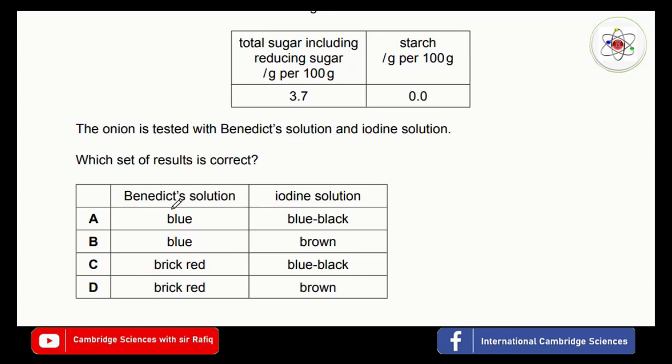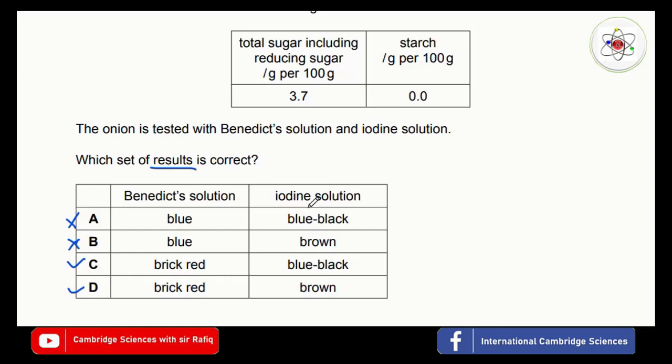We can see that Benedict's solution is blue in color in the starting, and we are looking for the resultant color. The resultant color turns brick red if reducing sugar is present. So it means your answer will either be from C or D. A and B are not your answers.